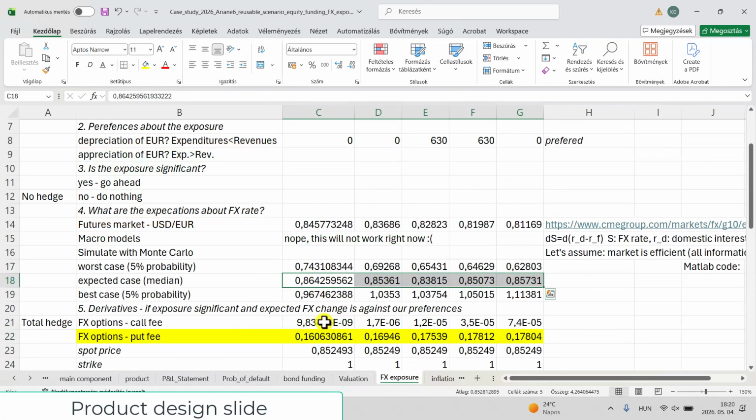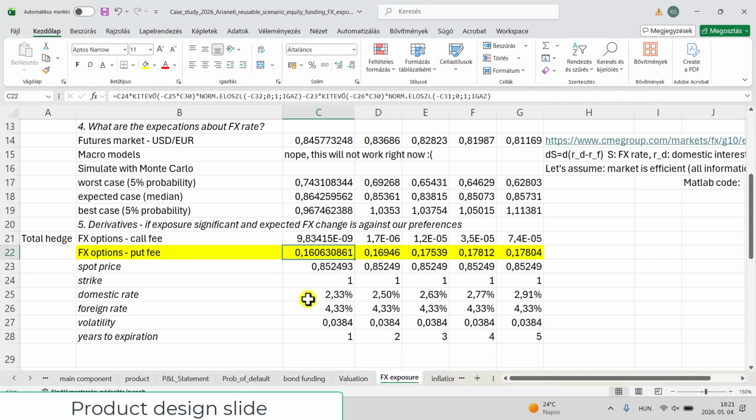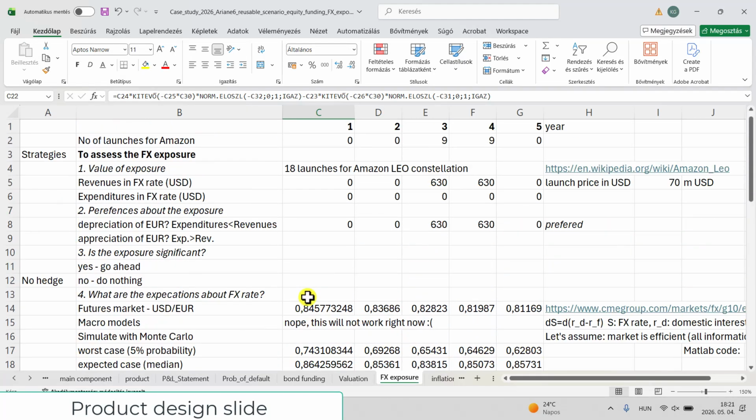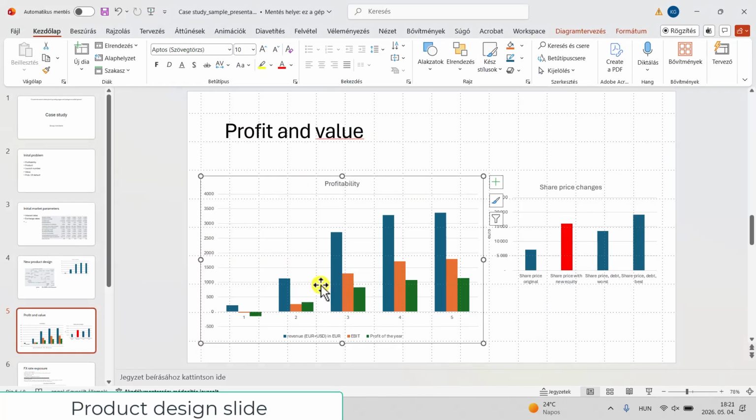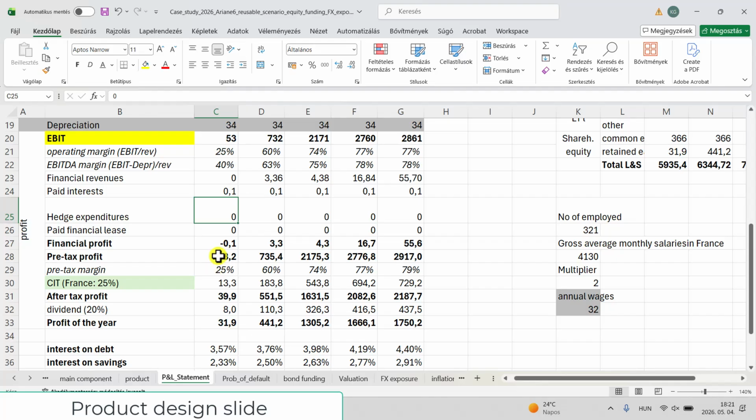Valuation, foreign exchange exposure. For some reason we didn't use any kind of hedging. So yeah, we can survive. So we are selecting no hedge strategy. Still we can say, okay, we don't have financial lease as well because we are just using equity funding.